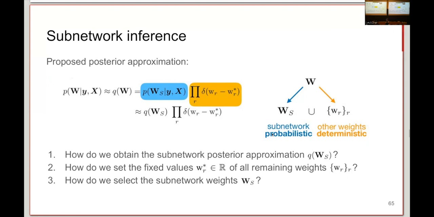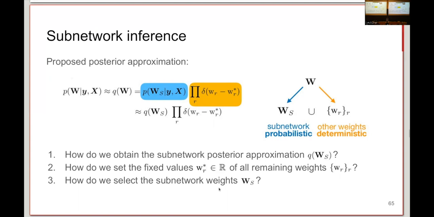This sounds great, but we need to think about how to implement this in practice. We need to answer some questions. The first is how we are going to obtain our subnetwork posterior approximation. Most of you can imagine what we are going to use here. We are going to use the Laplace approximation to do this. Then we need to see how we are going to fix the values of the weights for which we are deterministic. And then how we select our subnetwork.